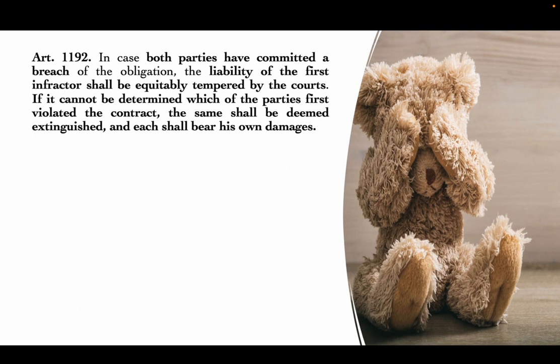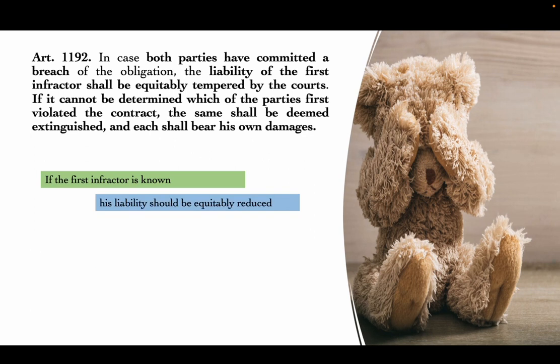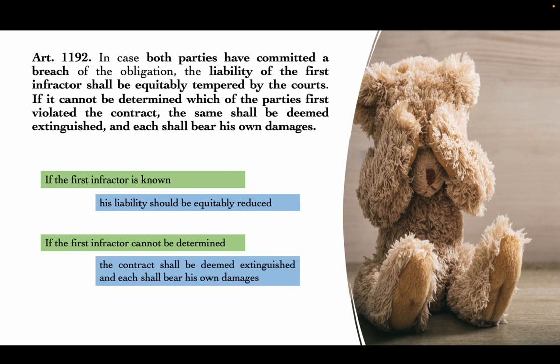In case both parties have committed a breach, kung kamong duha nagkamali, di ma-deliver ni B ang sakyanan, ikaw nakuwangan imong kwarta kay nagpalit kag cellphone, unsay buhaton, unsay giingon sa law, the liability of the first infractor shall be equitably tempered by the courts. Ang inyong buhaton ani i-determine ninyo kinsa ang unang nakasala kay didto ka mag-minus sa damages nga iyang na incur. What if dili ma-determine kung kinsa ang unang nakasala? The same shall be deemed extinguished and each shall bear his own damages. Kung kamong duha nakasala ug ma-identify ninyo kinsa ang unang nakasala, his liability should be equitably reduced. Now, kung wala mo kabalo kinsa sa inyo ang unang nakasala, the contract shall be deemed extinguished, wala na'y kontrata, o gamoy mo bear sa inyong sariling damages.